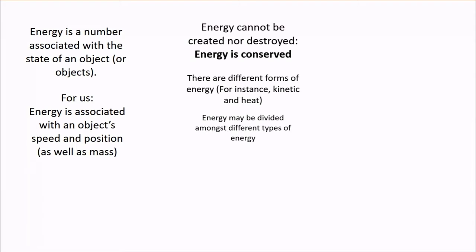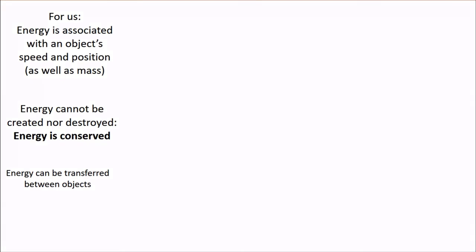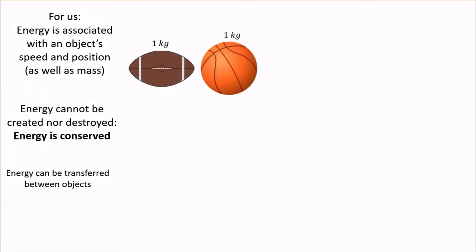An object can also interact with another object and transfer some of its energy to that other object. For instance, in a collision, two objects may transfer energy to each other. Let's actually look at a collision example right now. Imagine a football and a basketball collide midair. They both have a mass of a kilogram. Before the collision, the football has 30 joules of energy, and the basketball has 60 joules of energy. In this case, we will assume that all of this energy can only be stored in each object's kinetic energy.